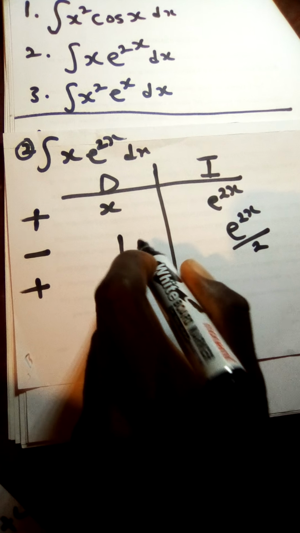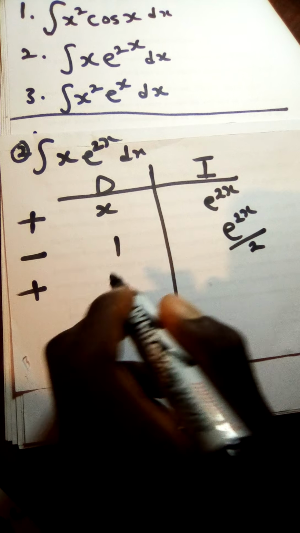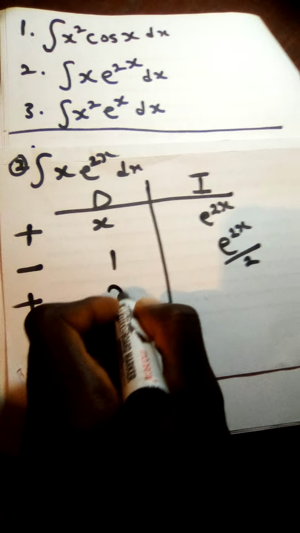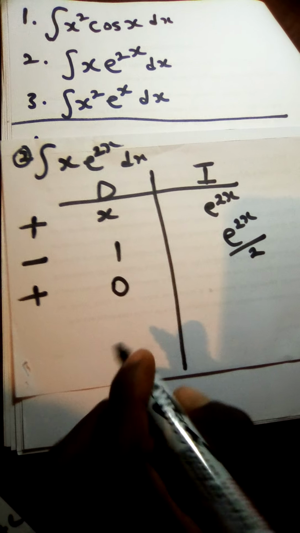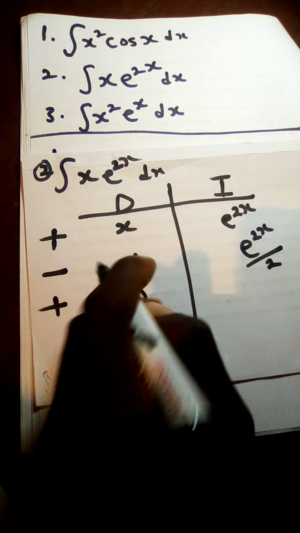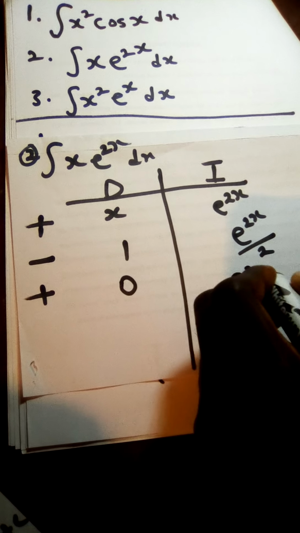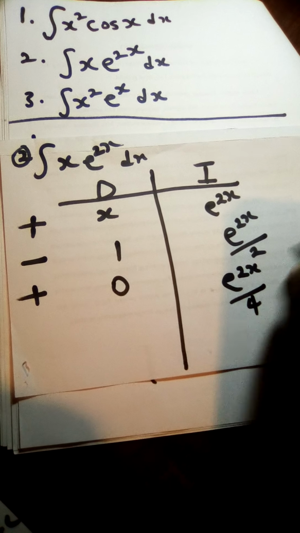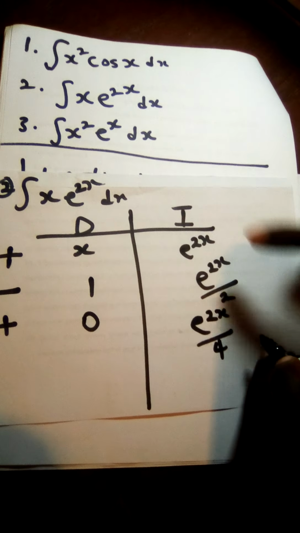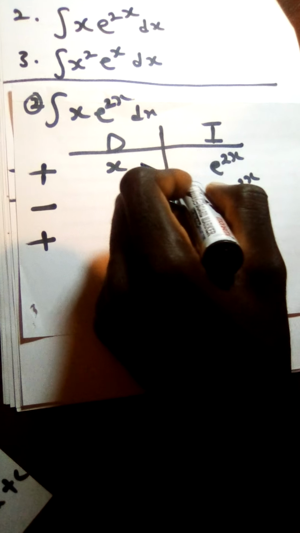Now if you differentiate 1, which is a constant, you get 0, which is a standard formula. If you differentiate any constant, you get 0. Now if you integrate this further, you get exponential 2x over 4, whereby the top one is kept constant, while the denominator is multiplied by 2, the power here. Then we have a 0 here. The process has ended. Now we link our arrows.